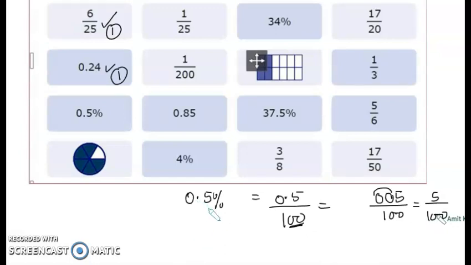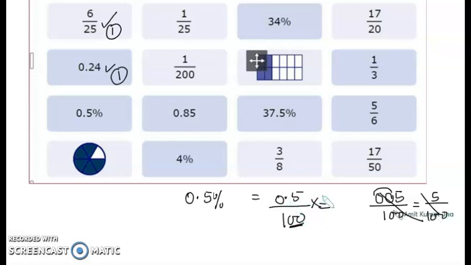0.5 divided by 100. So let me check once again if I have done it correctly. 0.5 by 100. Okay, sorry, the decimal is here, so you have to first change it into a whole number. So you can do that way also.